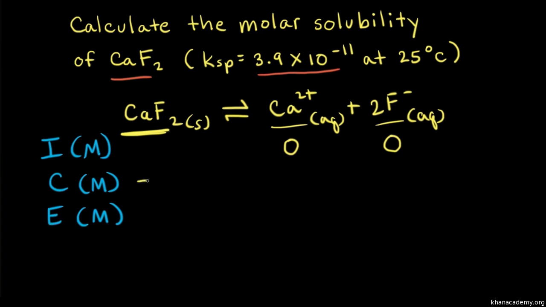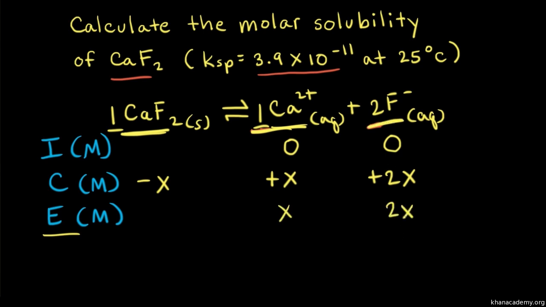So I like to represent that by writing negative x on the ICE table, where x is the concentration of calcium fluoride that dissolves. Looking at the mole ratios, it's a 1-to-1 mole ratio between calcium fluoride and calcium 2 plus ions. So if we're losing x for the concentration of calcium fluoride, we must be gaining x for the concentration of calcium 2 plus ions. And since it's a 1-to-2 mole ratio for calcium 2 plus ions to fluoride anions, if we're gaining plus x for calcium 2 plus, we must gain plus 2x for fluoride anions. So the equilibrium concentration of calcium 2 plus ions is 0 plus x or just x, and the equilibrium concentration of fluoride anions will be 0 plus 2x or just 2x.